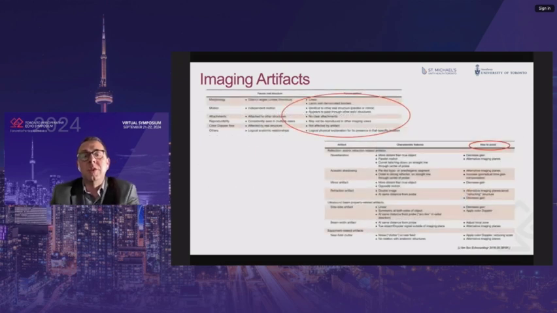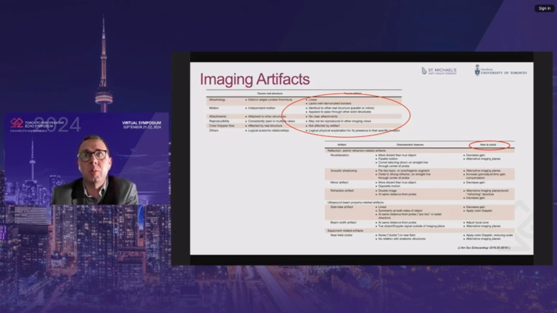Most of the artifacts are easy to identify. Most of the time, they have no clear attachment. They are not reproducible in different views, which is why it's important to always look at an image that you don't know what you're looking at in different views, and they are not affected by color Doppler, pulse wave Doppler, or continuous wave Doppler.